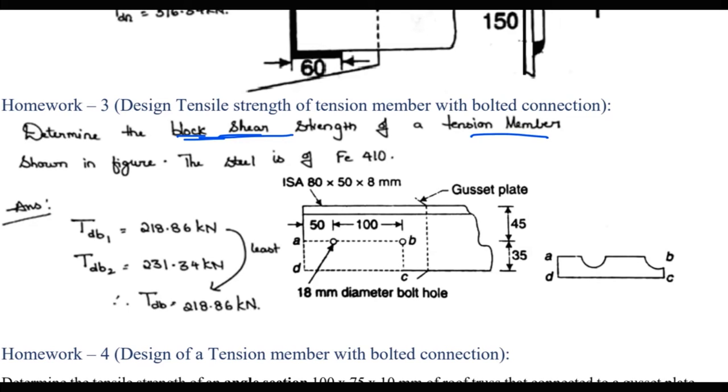So there are two bolts, and this angle is attached to the gusset plate with these two bolts. 18 mm is the bolt hole diameter. Only the hole diameter is important here when calculating the block shear. And this B is nothing but pitch, and this 50 is nothing but edge distance E, pitch distance P, pitch P. Okay, so you know what is the expression for Tdb1 and Tdb2 block shear, and you find out.